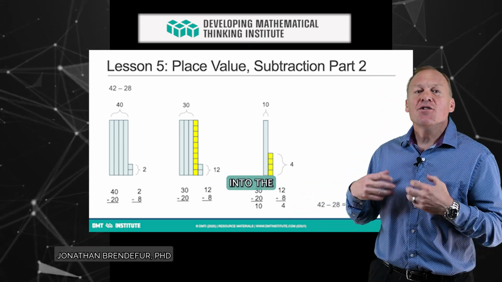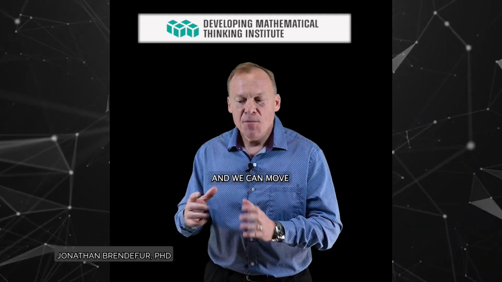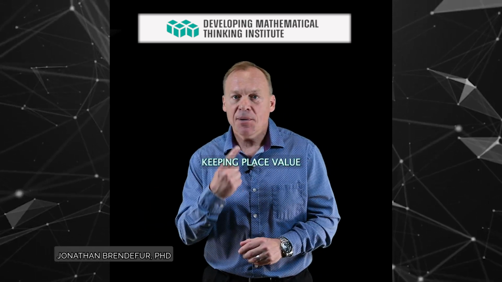Then we can start moving into the standard algorithm. So now we don't have to have the visual model, but we still have to have that same language. And we can move from multi-digit numbers to decimals as long as we're asking those questions and keeping place value language intact. That's a really important idea.